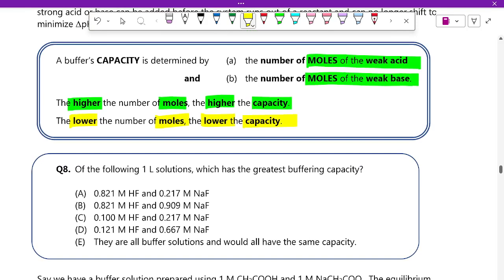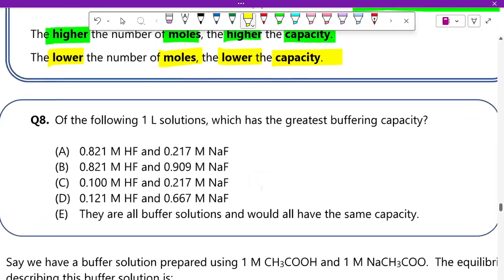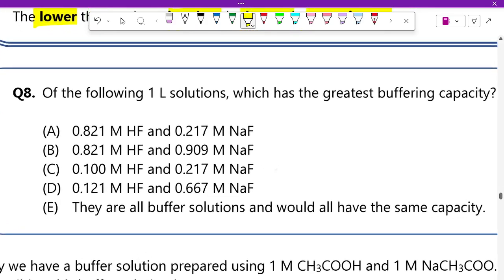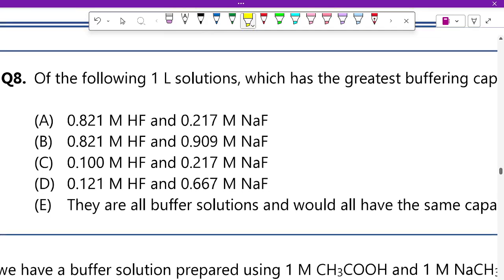Which of the following 1 liter solutions has the greatest buffering capacity? The one with the most moles. They're all 1 liter solutions, so we don't have to worry about volume being a factor. Probably B, because all the other ones are a lot lower. We've got our highest concentration here and our highest concentration here. That gives us the greatest number of moles of acid and the greatest number of moles of base.